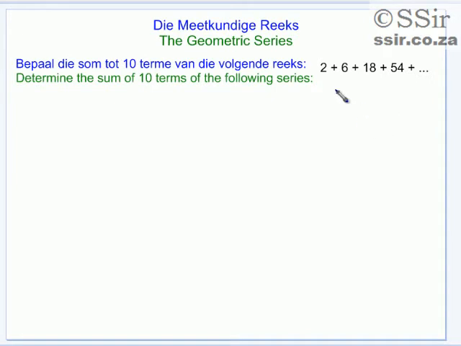Determine the sum of 10 terms of this series. This series is not an arithmetic series, it is a geometric series. But we will treat it exactly the same, except that of course we are now working with a constant ratio rather than a constant difference. There is a formula for calculating a geometric series which we are going to look at now.